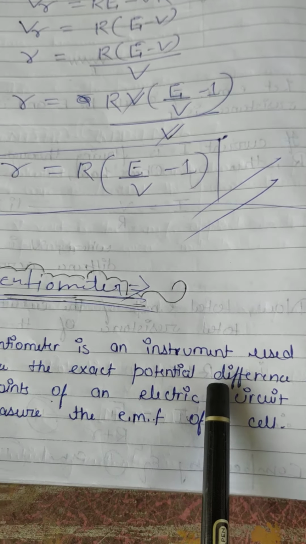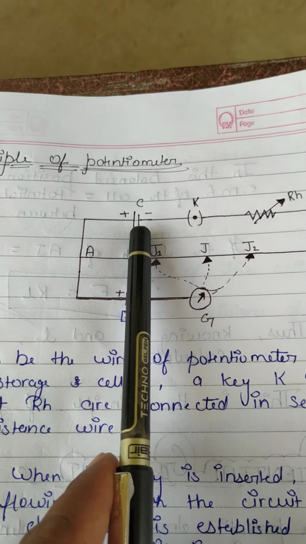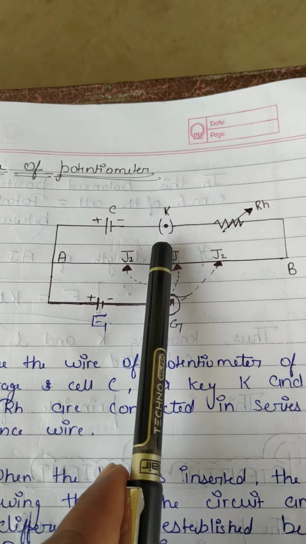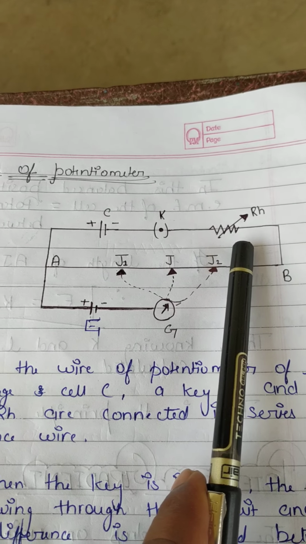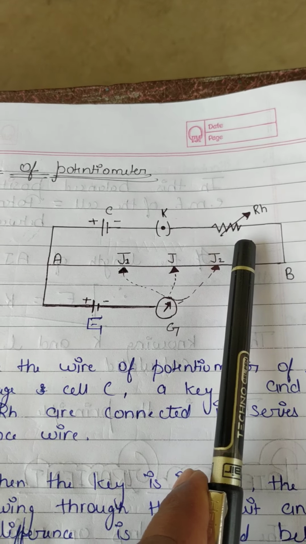Principle of potentiometer. Let us consider AB is a potentiometer wire of length l, C is a storage cell, K is a key, RH is a rheostat, and J is a jockey. This is the primary circuit, and this is the secondary circuit. E is the experimental cell, and G is a galvanometer.